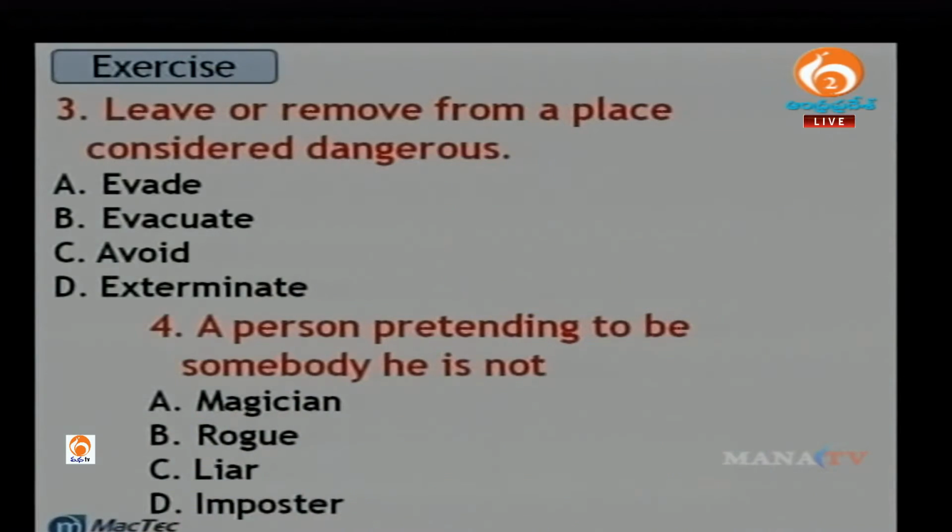For example, if there is a particular place, it's dangerous, and it says please leave or please remove these people. What do you call that process? Option A is evade, option B is evacuate, option C is avoid, option D is exterminate. Now, exterminate means where you remove a person from a group. Evade means where you avoid or where you escape.